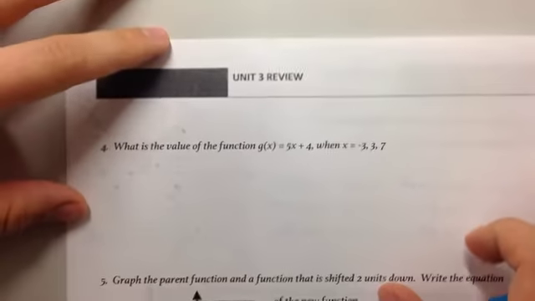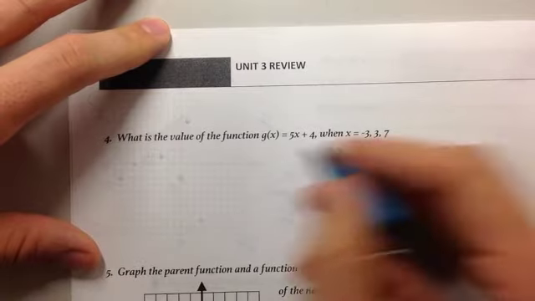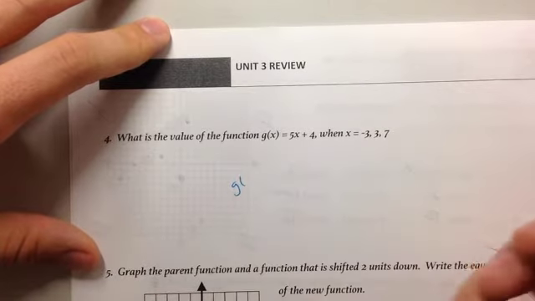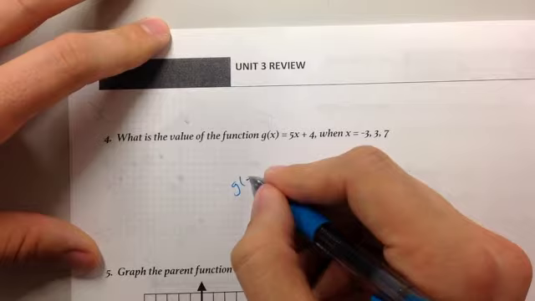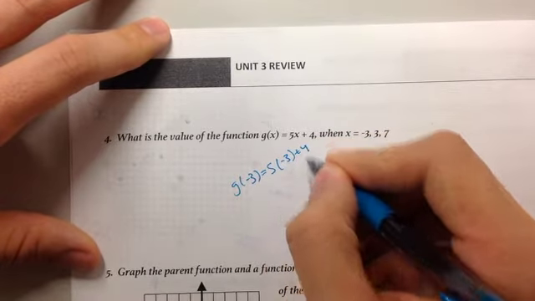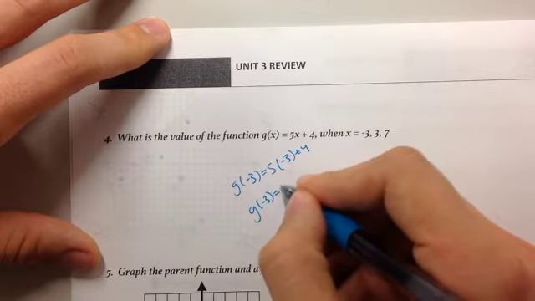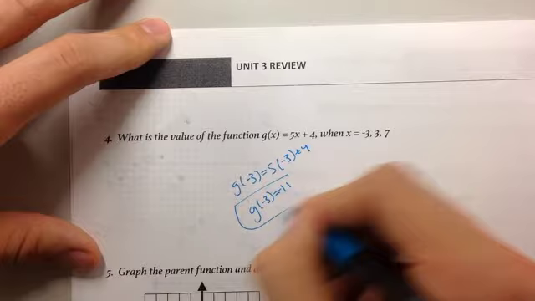Alright, what is the value of this function when x is equal to all these numbers? We've got different x values. All I'm going to do is slide them in. So I'm using the g equation. When x is equal to -3, I've got 5 times -3 plus 4. So I've got -15 plus 4. If I use -3, I'm going to get -11.